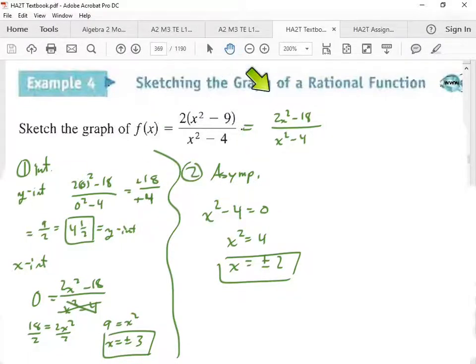Next, I'm going to look for my horizontal asymptote. For the horizontal asymptote, I look at the degree of the top and the degree of the bottom. The degrees are equal. So what is our horizontal asymptote? y equals 2. How'd you do that? We took the leading coefficient of the top, divided it by the leading coefficient of the bottom. The leading coefficient of the bottom is just 1. Bang.